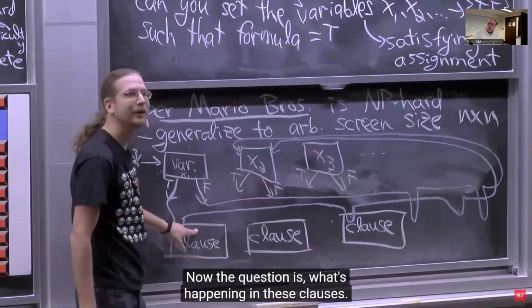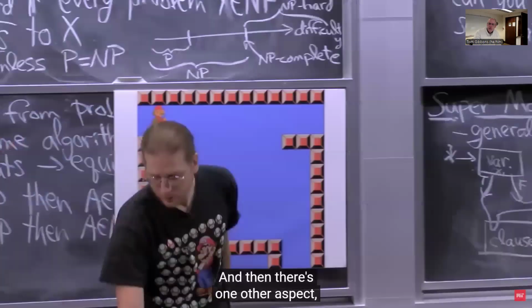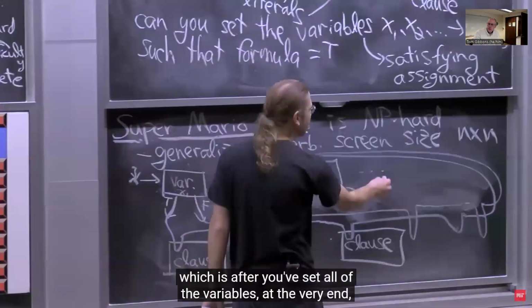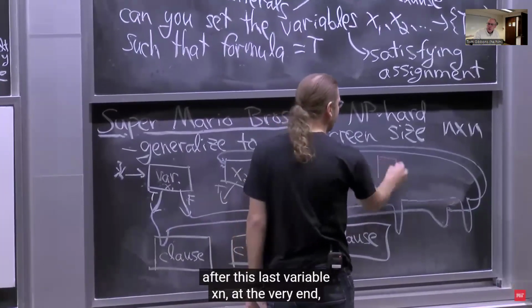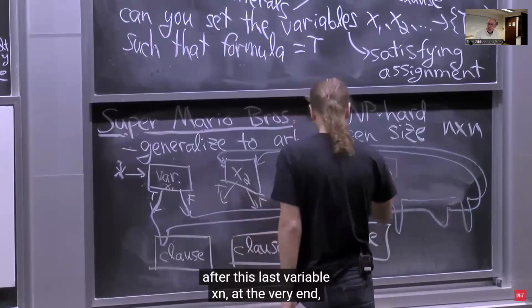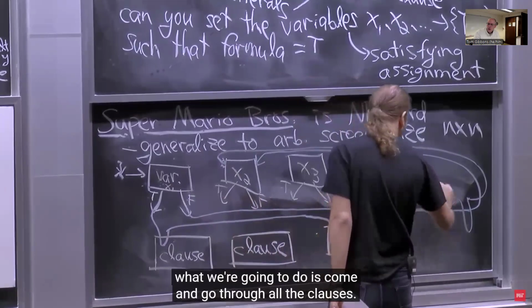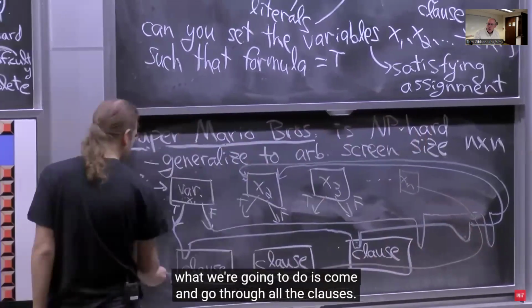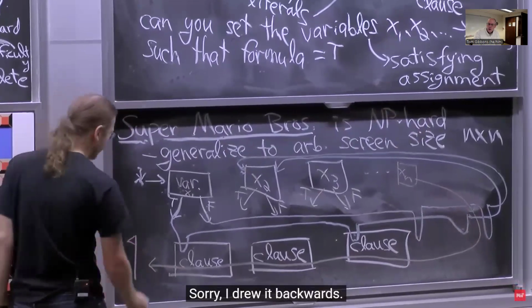Now the question is what's happening in these clauses? And then there's one other aspect, which is after you've set all of the variables, at the very end, after this last variable x10, what we're going to do is go through all the clauses. And then this is the flag. This is where you win the level. All right, do it backwards.